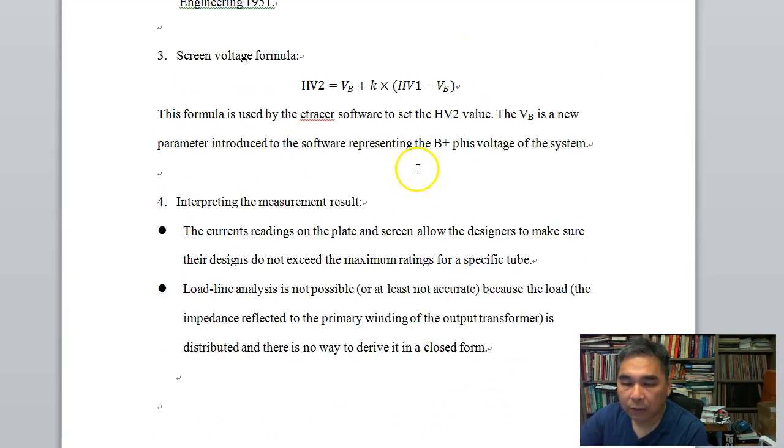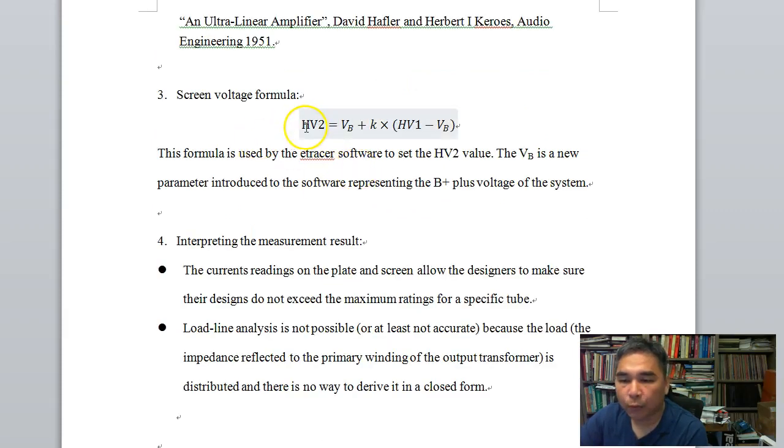That scaling factor, I called it the linkage vector in my code. So the update formula can be written this way: the voltage applied on HV2 equals VB, the DC high voltage B plus, plus K, the linkage factor, times HV1 minus VB. HV1 minus VB is the AC component on the plate.